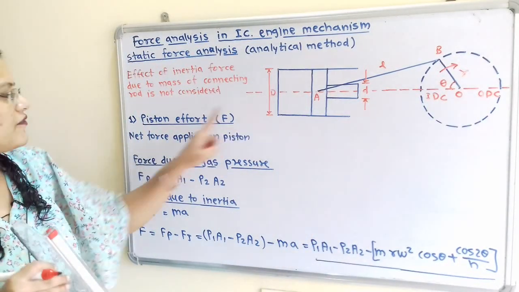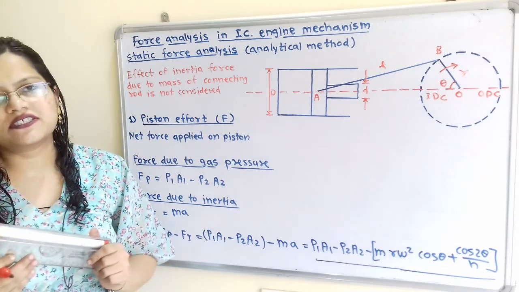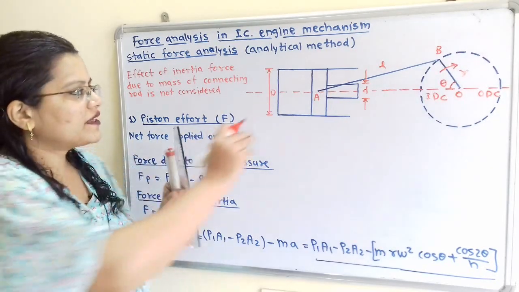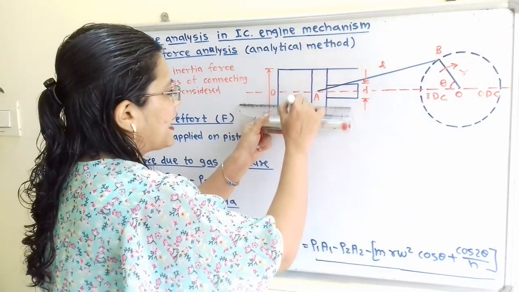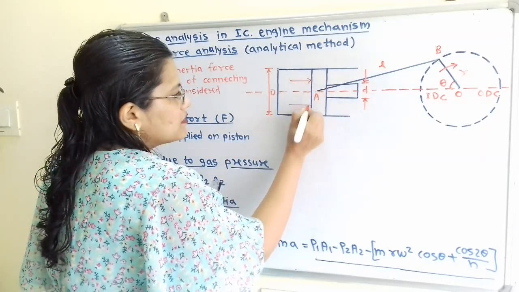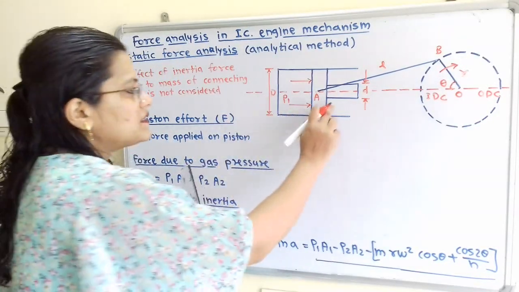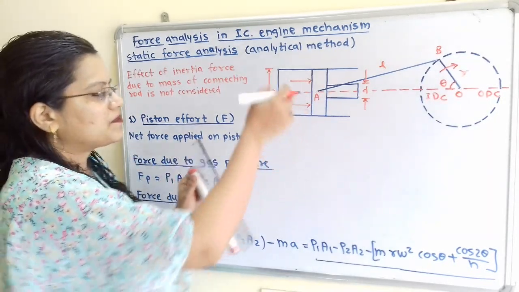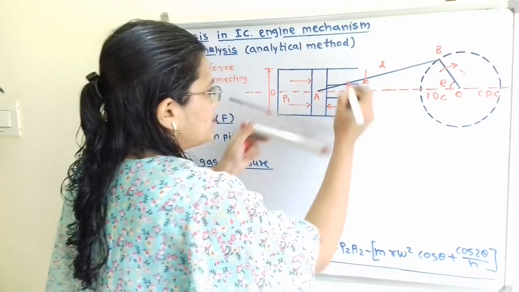Now we will understand the formula for the piston effort, that is capital F. So what is this piston effort? That is the net force applied on the piston. Now if we understand this diagram, then inside the cylinder there is the gas pressure acting on this piston. So this pressure is P1, and on the other side of piston there is the atmospheric air, and this pressure also acts but in opposite direction. So this pressure we will consider as a pressure P2.